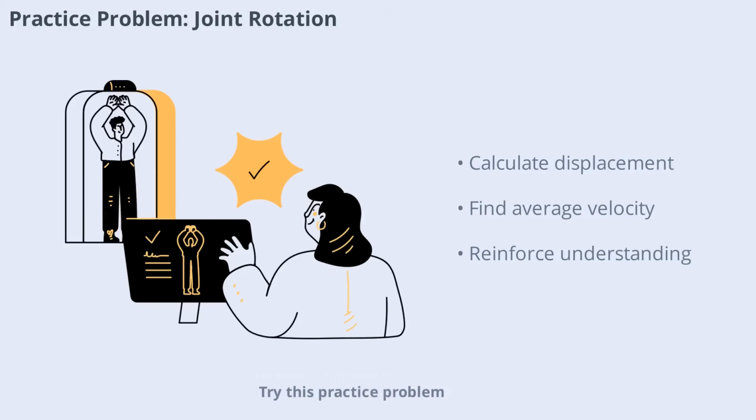Try this practice problem. If a knee joint rotates from 45 degrees to 135 degrees in 1.2 seconds, what is the angular displacement and average angular velocity? The displacement is 90 degrees and the average angular velocity is 75 degrees per second. Working through problems like this will reinforce your understanding and build your confidence.